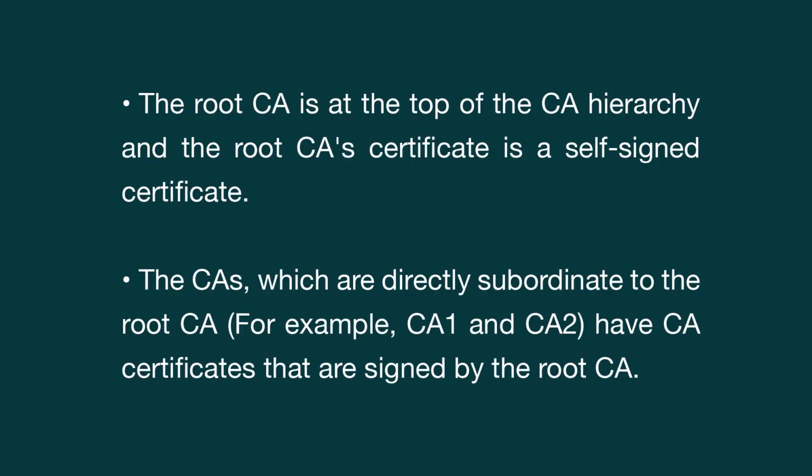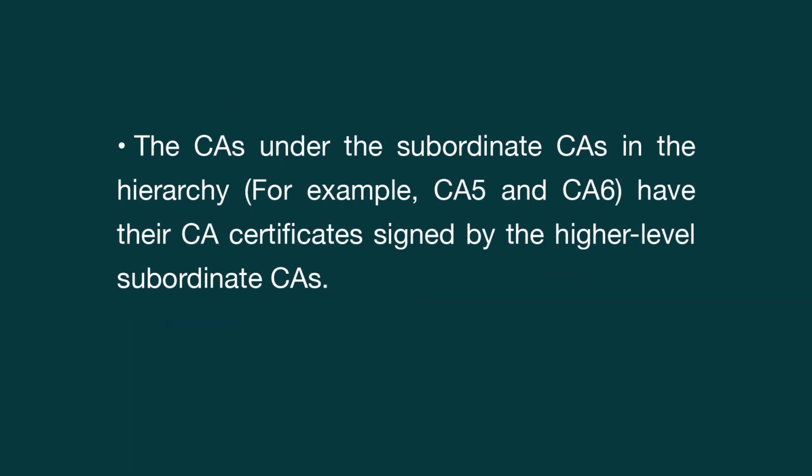The root CA is at the top of the CA hierarchy and the root CA certificate is a self-signed certificate. The CAs which are directly subordinate to the root CA, for example CA1 and CA2, have CA certificates that are signed by the root CA. The CAs under the subordinate CAs in the hierarchy, for example CA5 and CA6, have their CA certificates signed by the higher level subordinate CAs.